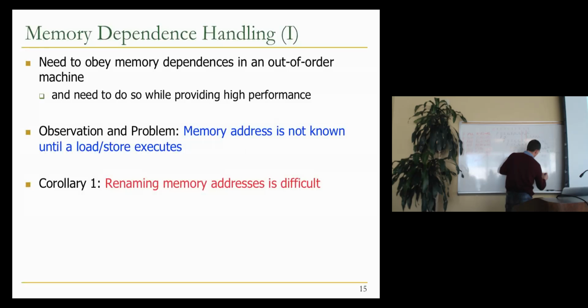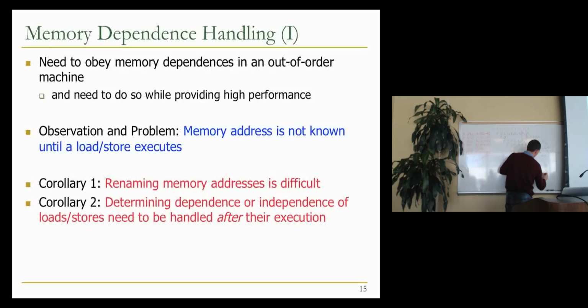I mean, there may be some loads where you actually have the address encoded in the instruction, but those are not interesting. This is the harder part. That's the main difference. Renaming memory addresses is difficult. Well, you can imagine ways of overcoming this, but we're not going to go into that.